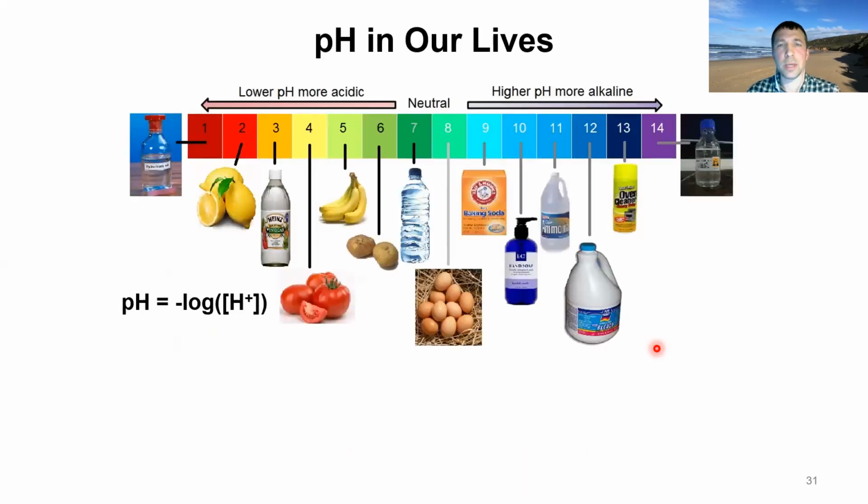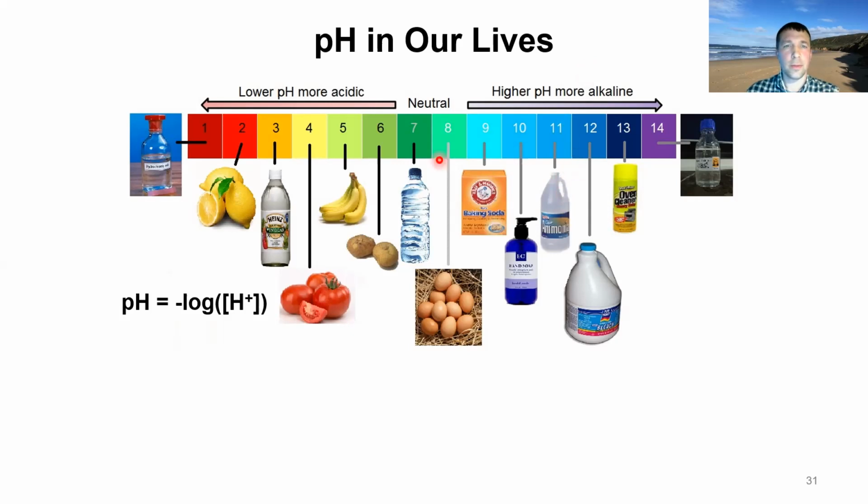pH. So pH is defined mathematically and chemically. pH is defined as the negative log of the concentration of H+. But we've probably all heard about pH at some point in our education. So things with a low pH, we say they're acidic. Aqueous fluids with a high pH are alkaline or basic.